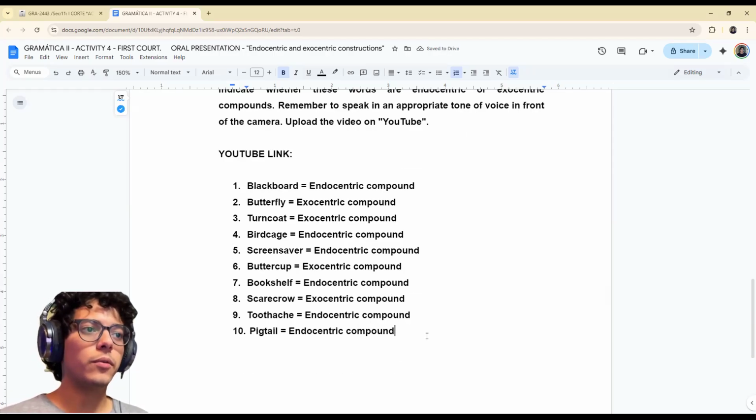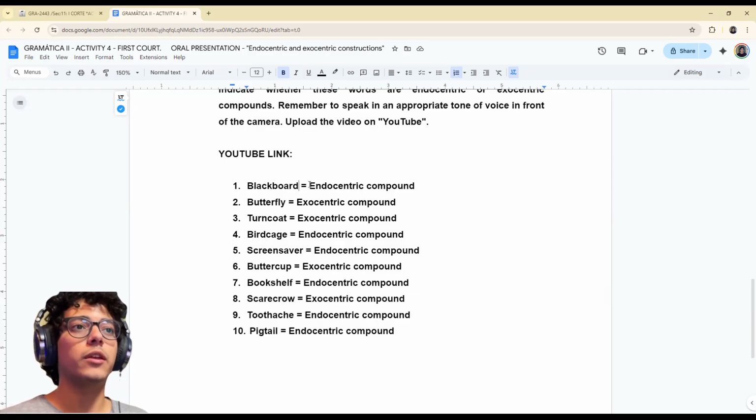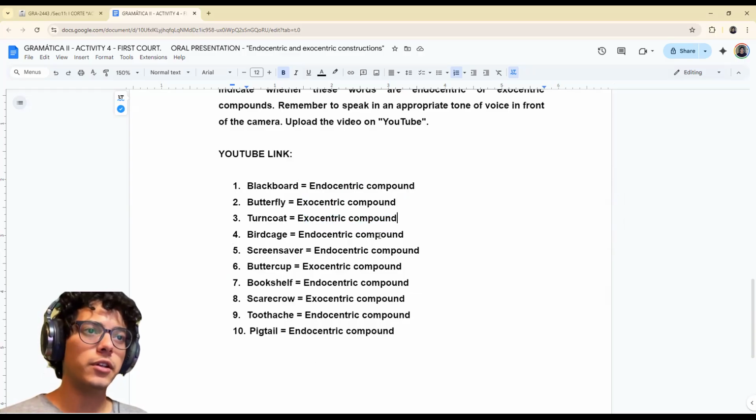Okay, so let's go over all of them one more time. Blackboard is a type of board, endocentric compound. Butterfly, exocentric compound. Turncoat, exocentric compound. Birdcage, endocentric. Screensaver, endocentric again. Buttercup, exocentric compound. Bookshelf, endocentric compound. Scarecrow, exocentric compound. Toothache, endocentric compound, and finally pigtail, which is an endocentric compound.